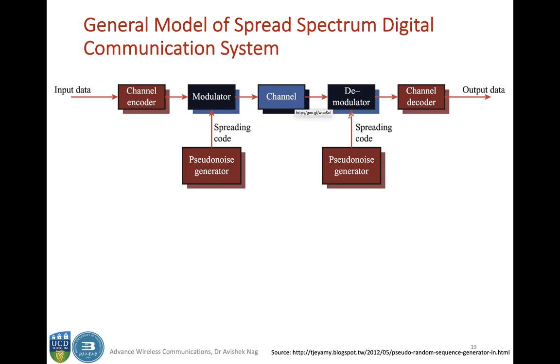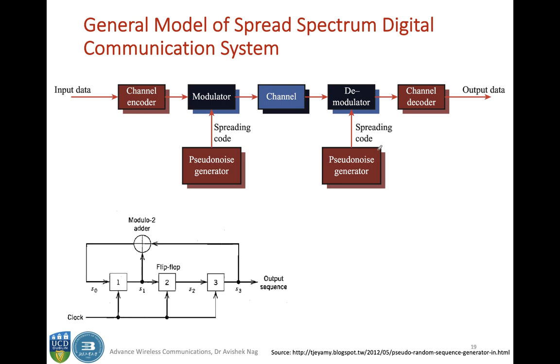In the demodulator, you are using the same spreading code, and then you are getting back the original modulated signal, which you are demodulating, and then passing it through the channel decoder to get the output data. So the spreading code is generated using an arrangement like this.